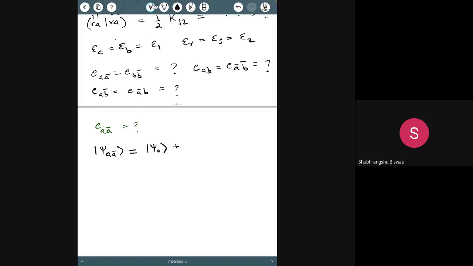So psi_0 plus C1 psi_AĀ^RR̄, and C2 psi_AĀ^SS̄. So this is the function that I want, with Gerade symmetry.